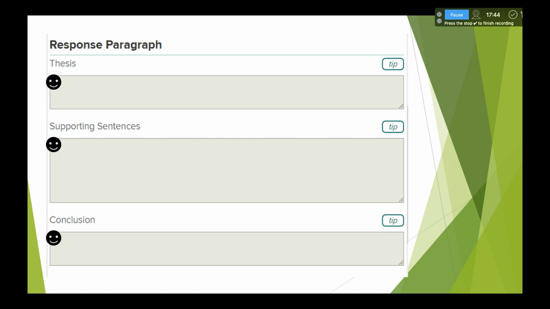But that's the general overview of what a thesis statement is. And I will talk about thesis statements a little bit more in the next lesson when we talk about introductory paragraphs as a whole. So if you have any questions, don't hesitate to reach out, and good luck.